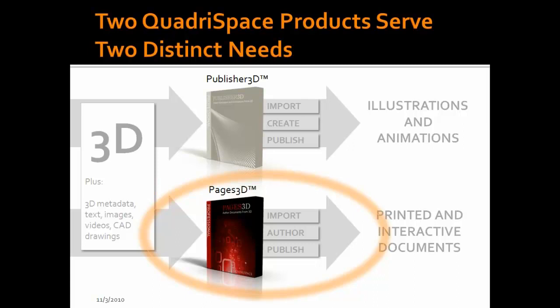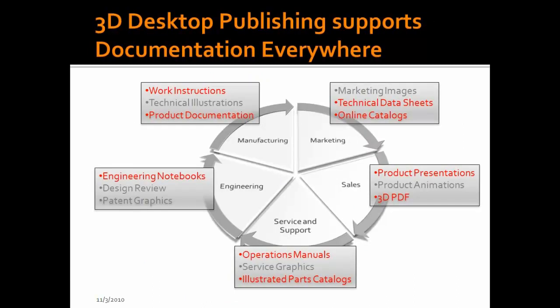And really what Pages3D is about, how it's used, is it takes the 3D CAD information, including other things like metadata, images, drawings, 2D CAD that is, all kinds of different data, Excel spreadsheets that come out of PDMs. Those kinds of things can be pulled into Pages3D, and then the page design and the 3D manipulation can be done within a single product, resulting in printed and interactive documents, both using a single application.